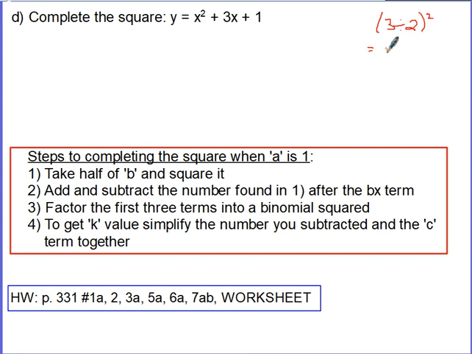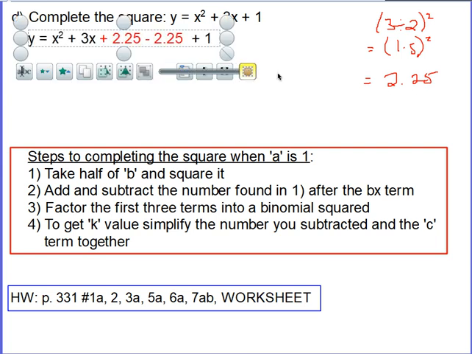So we're going to take 3, divide it by 2, and square it. And this is what I mean by nasty numbers. So 3 divided by 2 is 1.5 squared. And if we take 1.5 and square it in my calculator, we should get 2.25. Kind of nasty, but that is the number that we want to add and then subtract.